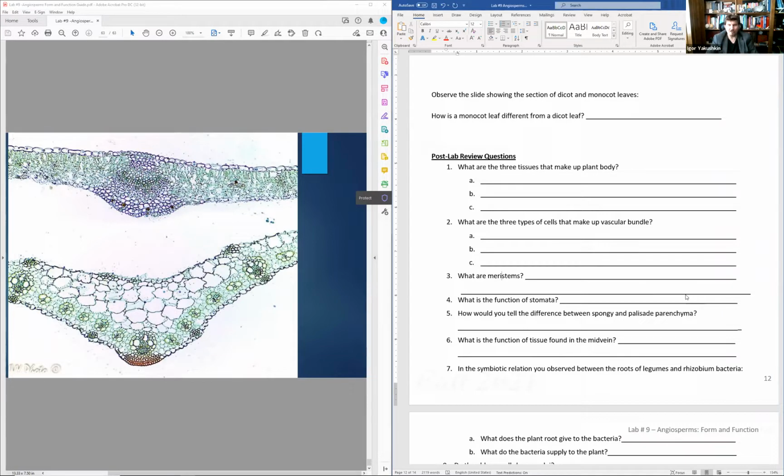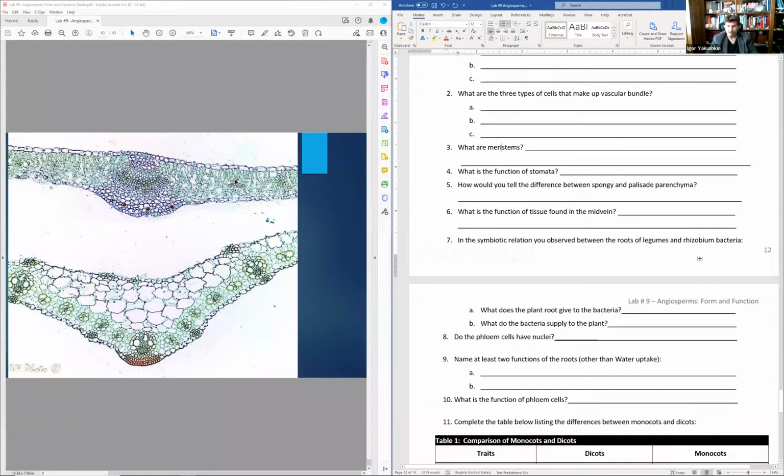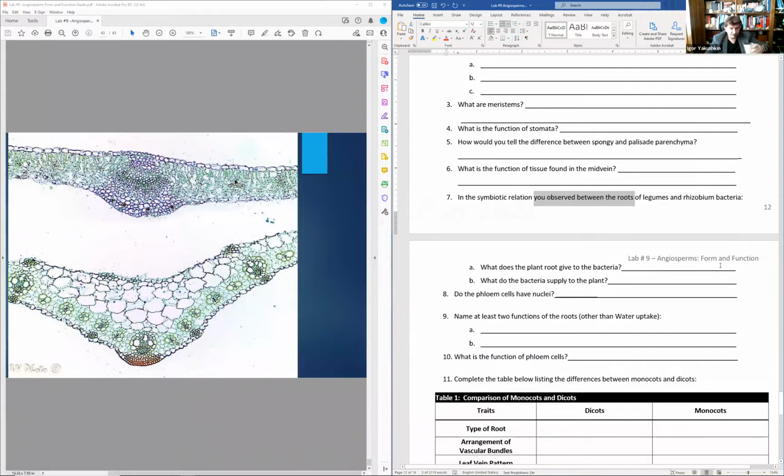In the symbiotic relationship you observed, remember those rhizobium bacteria. What does the plant root give to the bacteria? Shelter and food. What do the bacteria supply to the plant? Nitrates, nitrites, the nitrogen absorbable compounds for the plant, so the plants can later on modify it into amino acids and then proteins.